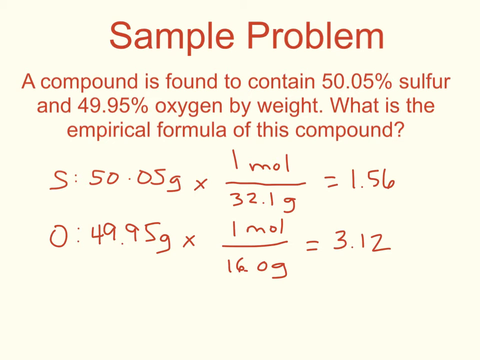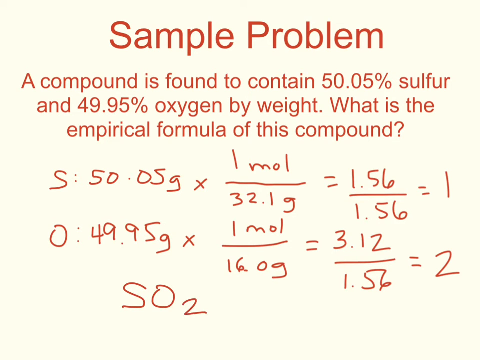The next step is to divide by the smallest number. The smallest number is 1.56, so I'm going to divide both answers by 1.56. 1.56 divided by 1.56 is 1. And 3.12 divided by 1.56 is 2. Now I know what my empirical formula is, because I have 1 sulfur and 2 oxygens. So I write my formula as SO2.